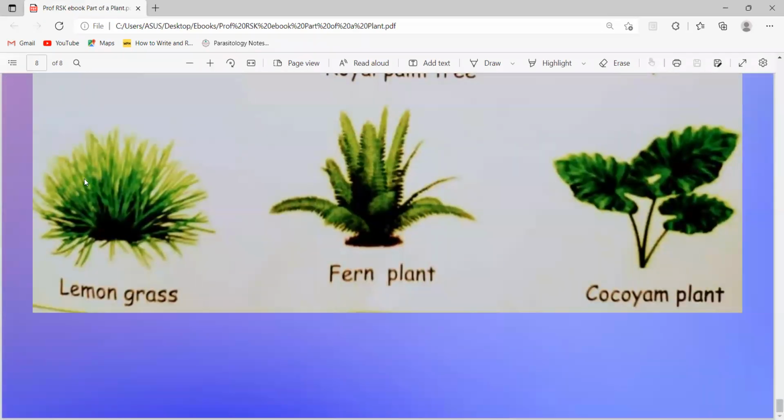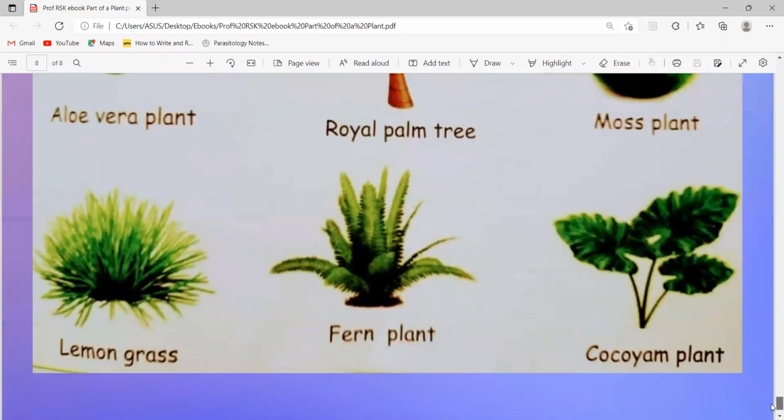I don't know whether you have seen this lemongrass. Most people will use it for sobolo. This is the lemongrass. Others will also boil it and then drink it. When you pick it and then you try squeezing it, it has some nice fragrance, if I can say that. It's good. This is the fern plant. All right. And as for the cocoyam, it is common with us.